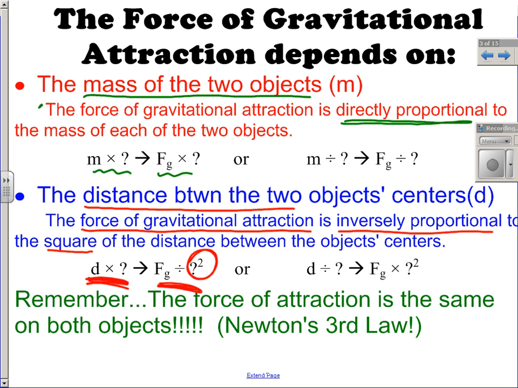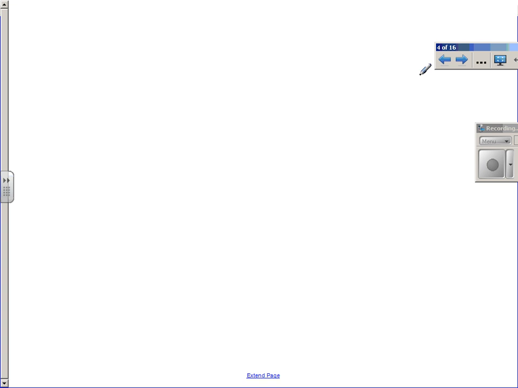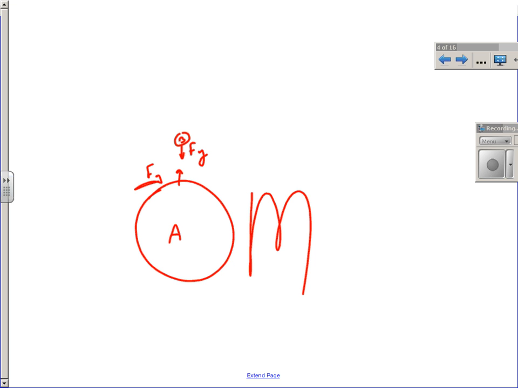So if you've got object A, which is maybe the Earth, and object B, which is maybe a ball, the Earth pulls the ball down with just as much gravitational force as the ball pulls the Earth up. The only reason we don't notice the Earth moving is because it has such a tremendous amount of mass.